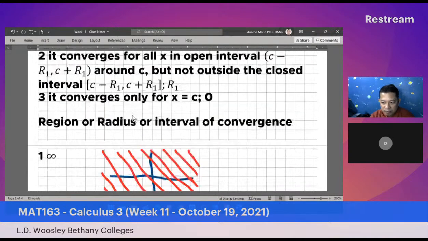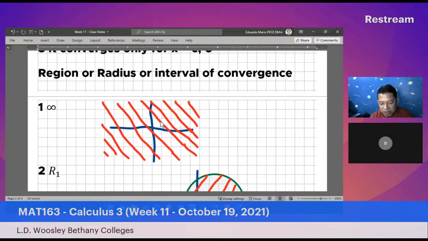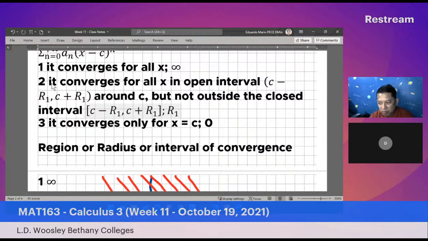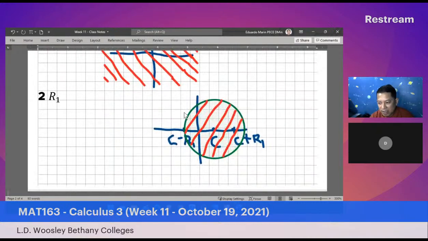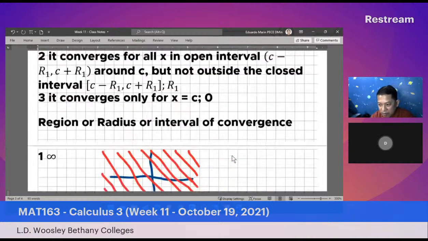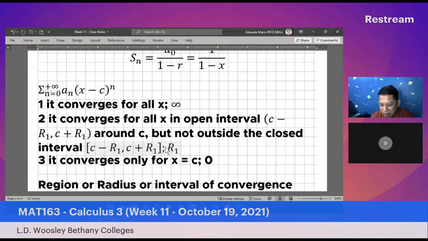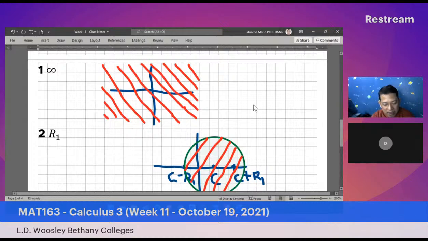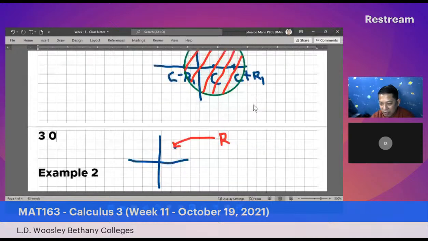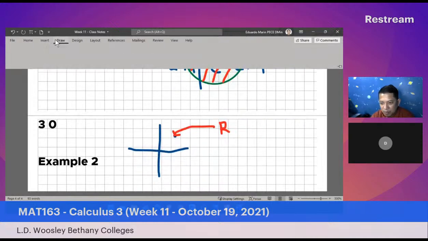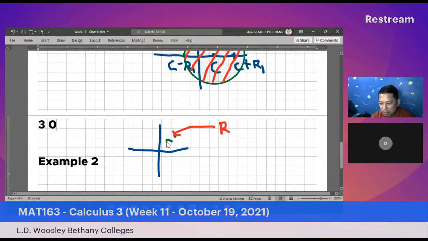First case, it converges for all values of x as illustrated on this first illustration. For number 2, it converges at this particular range, c minus r sub 1 to c plus r sub 1, but hindi kasama yung mismong bilog. Hindi siya closed interval, open lang siya. Yung mga punto sa loob ng bilog, hindi kasama yung linya ng bilog. So that's what we call open interval, but not the closed interval, kasi magiging labas siya doon. And then the third one is just a dot. If this would be the value of your C, so be it. So this would be your C.